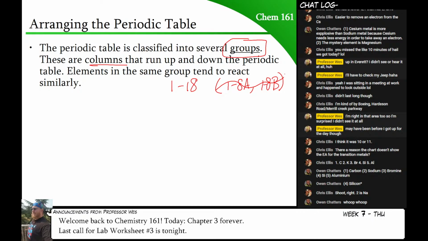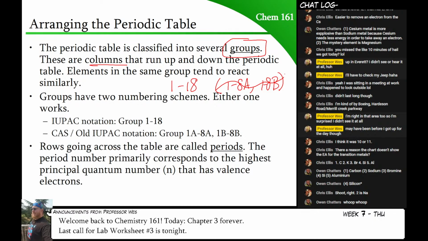They dragged me kicking and screaming, like, no, I want to use A and B! Fine, I'll use 1 through 18. And so now we just use 1 through 18. Elements in the same group tend to have similar reactions because they have the same ending valence electrons. Everything that ends in s1 reacts the same. Everything that ends in s2 reacts the same. Everything that ends in p6 reacts the same.